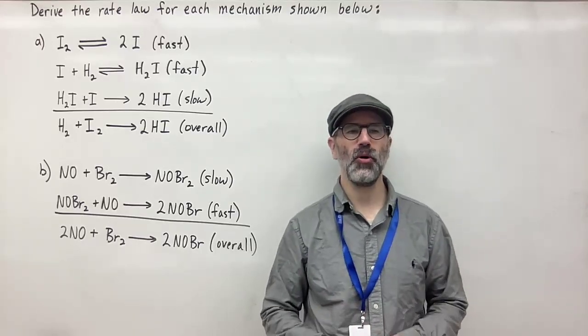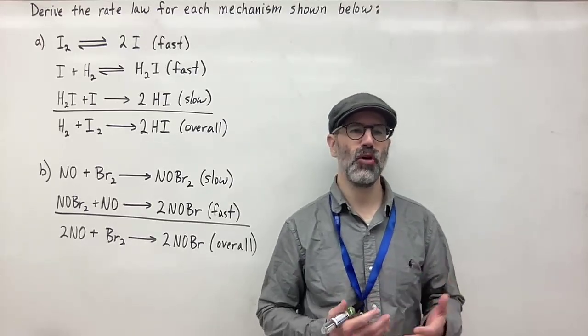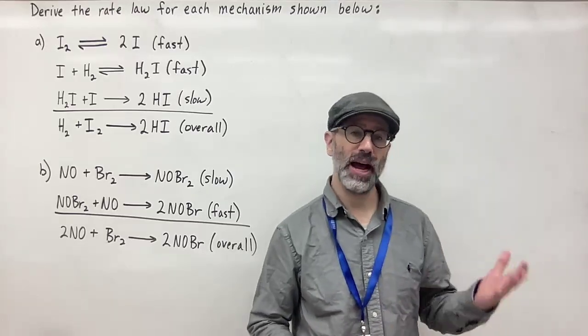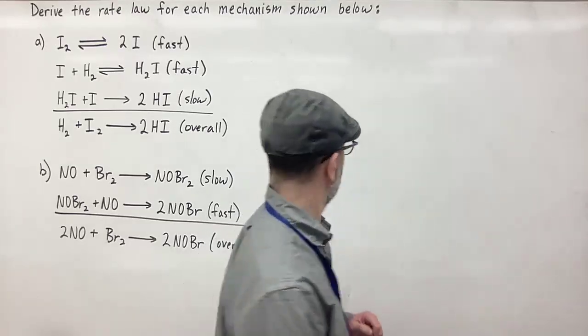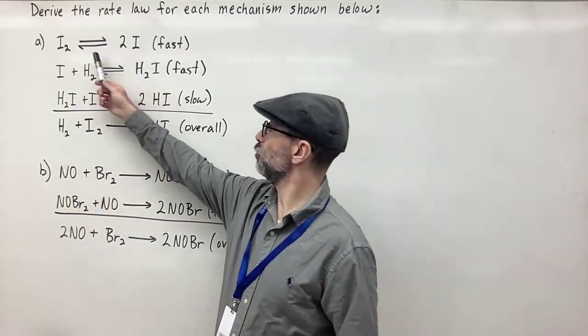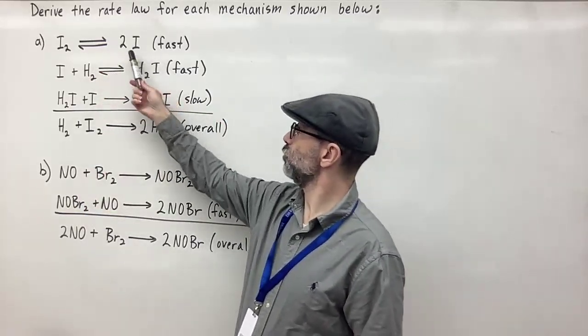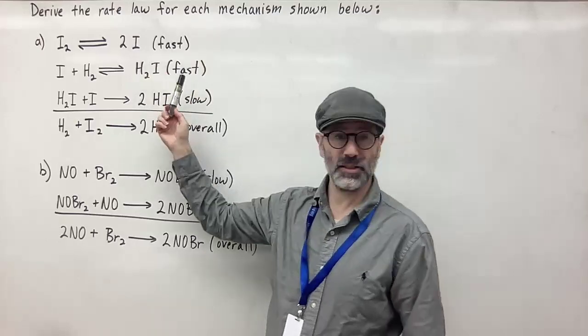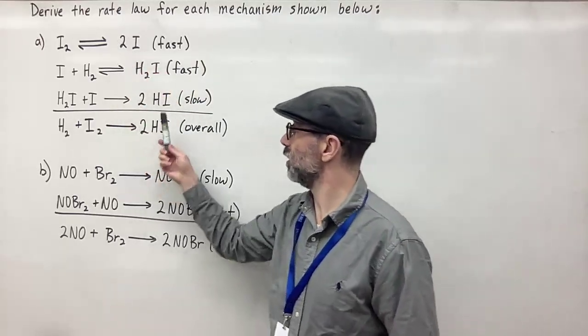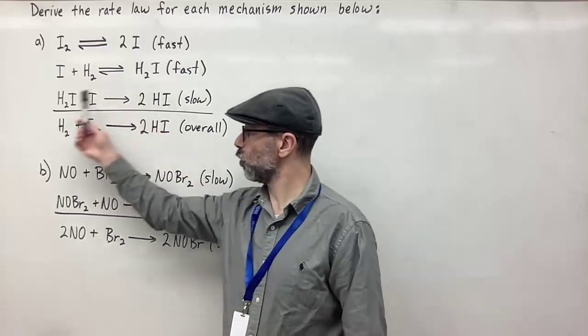So in this video we're going to be going over how to derive a rate law from mechanisms. So here we have two examples. Right here, A, we have I2 going into 2I. This is a fast elementary step. These are elementary steps that will add up to the overall step.